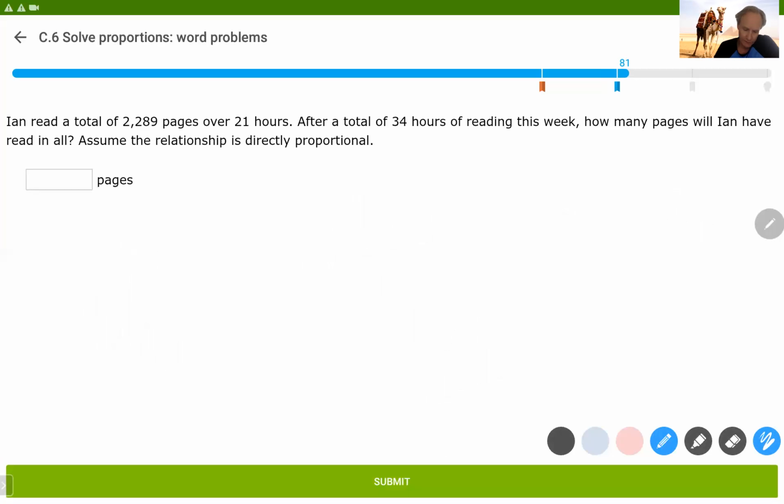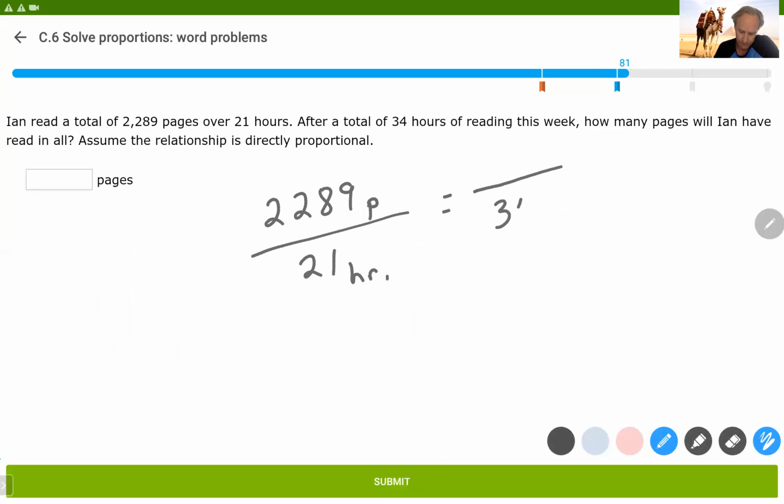2289 pages over 21 hours. That's a lot of reading, apparently. 34 hours of reading. And we want X pages. This is one of those cases where, yeah, go ahead and grab the calculator. I'm going to go ahead and do it by hand, but you don't need to. I'm going to go ahead and simplify this.